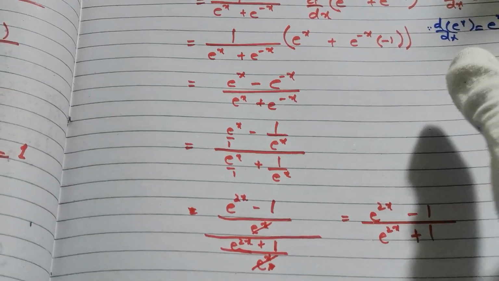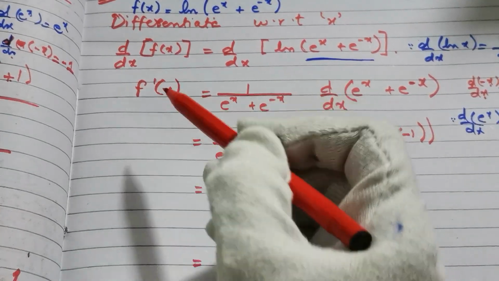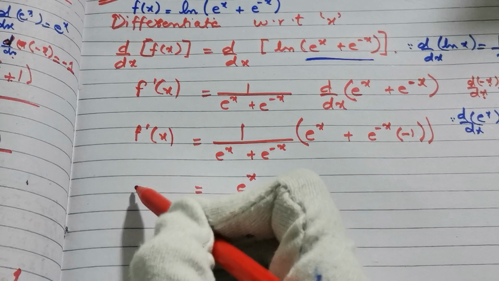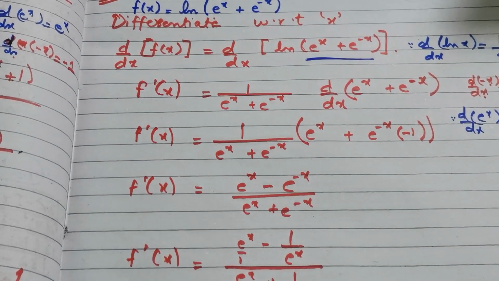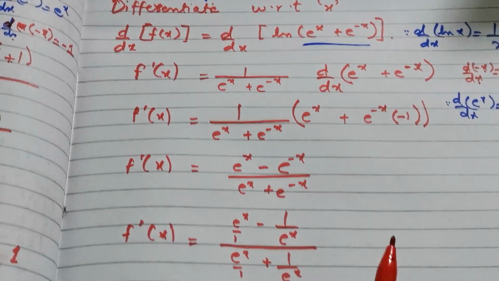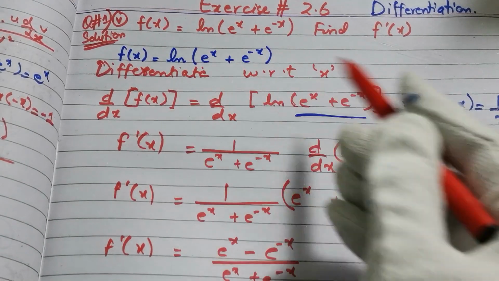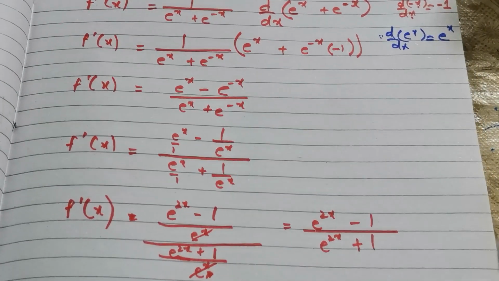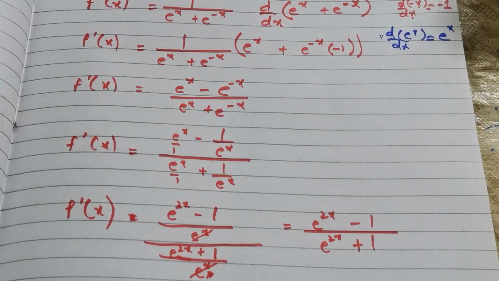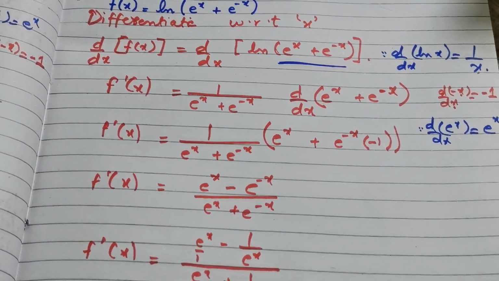So the derivative of f(x) is f'(x). It means the derivative of natural log of e^x plus e^(-x) is equal to e^(2x) minus 1 divided by e^(2x) plus 1, which is our required solution.